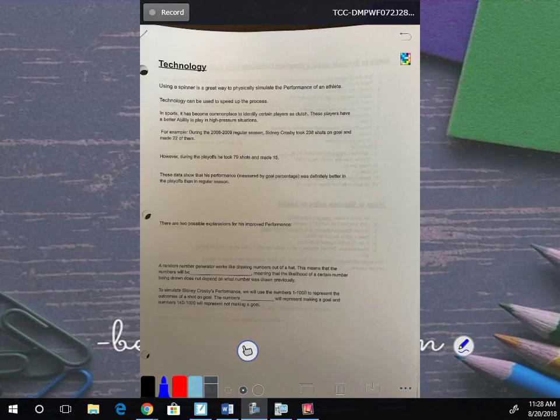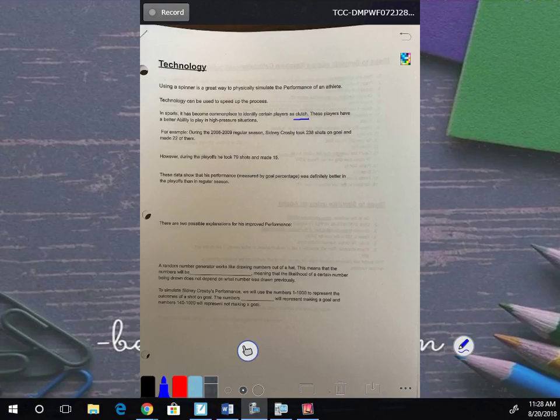In sports, it has been commonplace to identify certain players as being a clutch player. I believe this is a vocab word, clutch. These players have a better ability to play in high-pressure situations. For example, if you are the pitcher in a baseball game and the game's on the line, there's a runner at third, there's 2 outs, and you have to strike this guy out in order to win the game. Then if you strike him out, you're basically a clutch player. You perform better when there's more pressure on you.